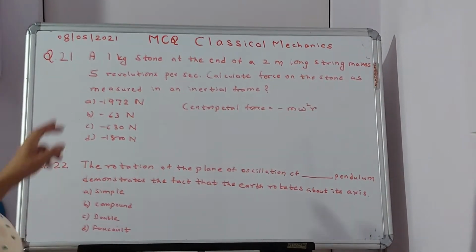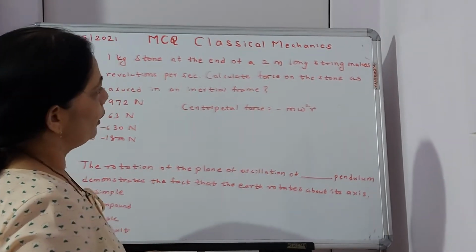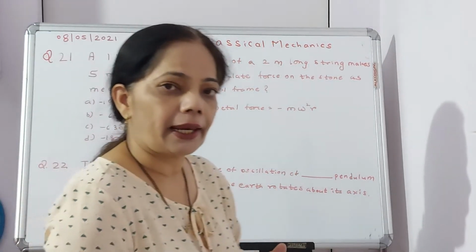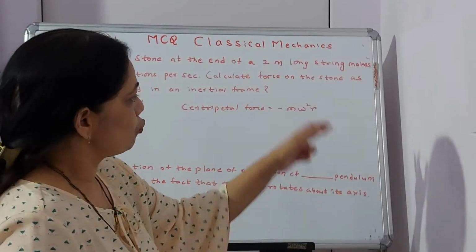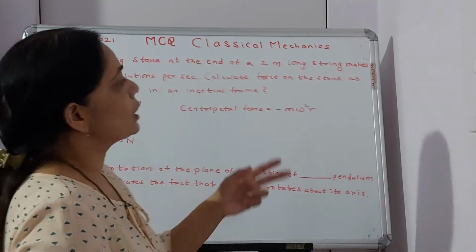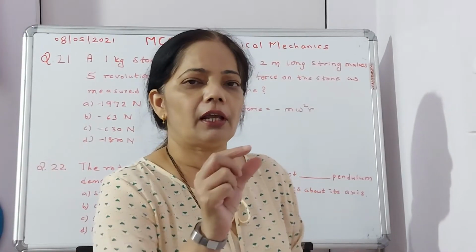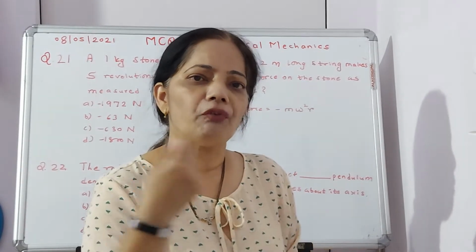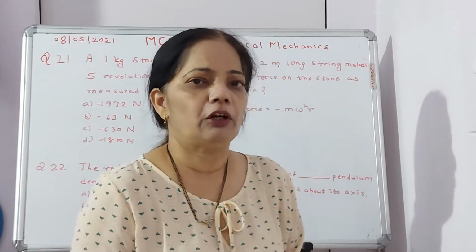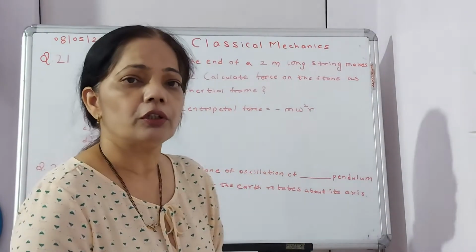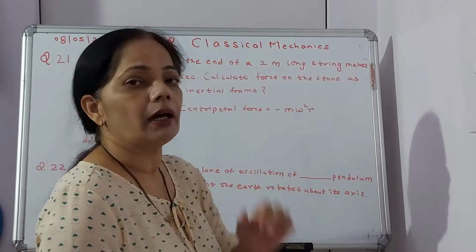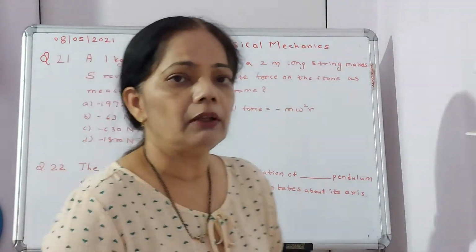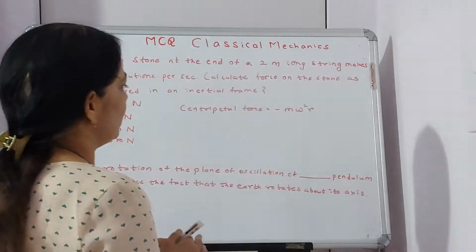Question number 21. A 1 kg stone at the end of a 2 meter long string makes 5 revolutions per second. Calculate the force on the stone as measured in an inertial frame. As good as you have taken a string, and to the other end we have put a stone and we are trying to move it in a circular motion. So definitely we are going to observe the centripetal force. The formula is minus m omega square r. Over here m we know, r we know, but we have not got the value of omega. So what is omega given as?